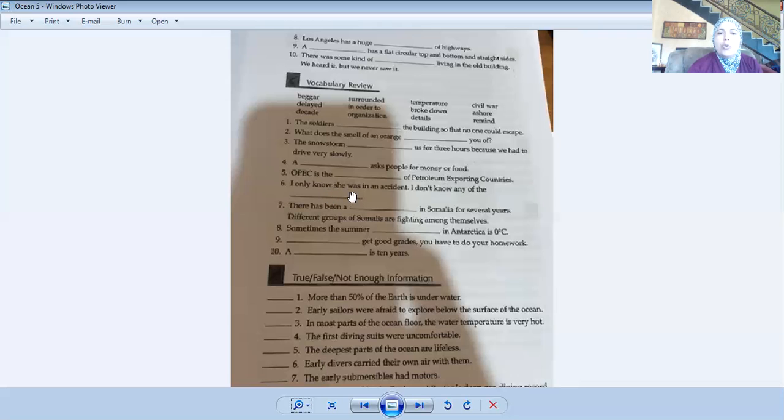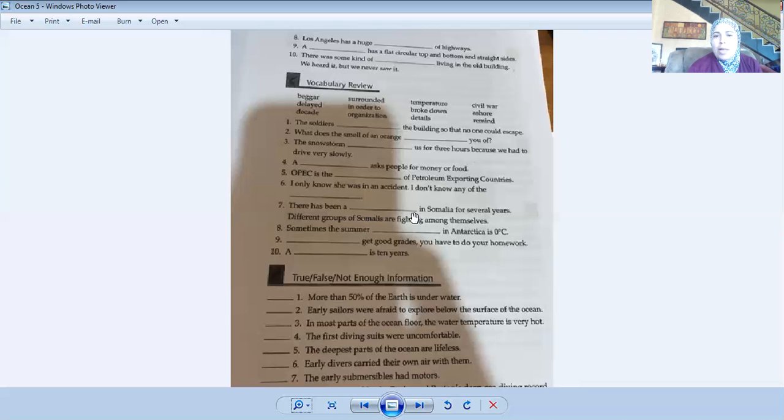I only know she was in an accident. I don't know any of the details. So many times you hear that an accident took place, and you don't know how old the person who got hurt is, who that person is, whether he's alive or not. These are details, we call them, okay? But you know that an accident happened in a certain place and you heard about that. That's like the general thing.